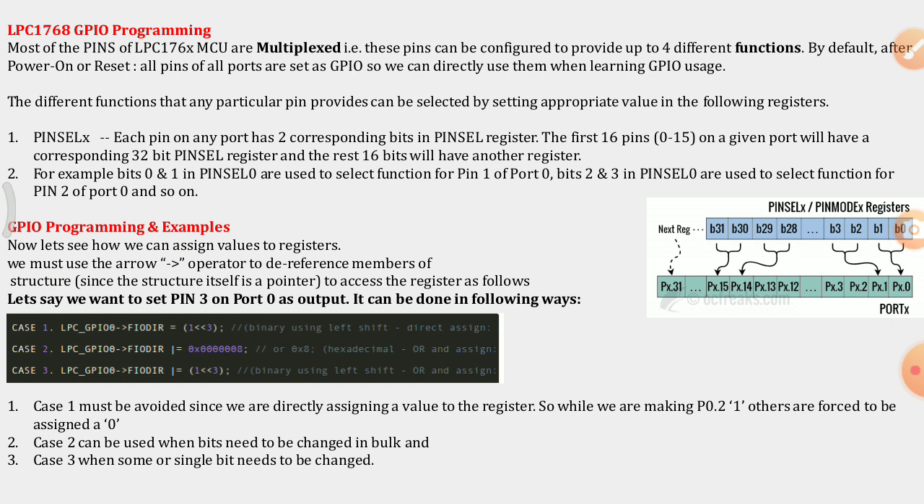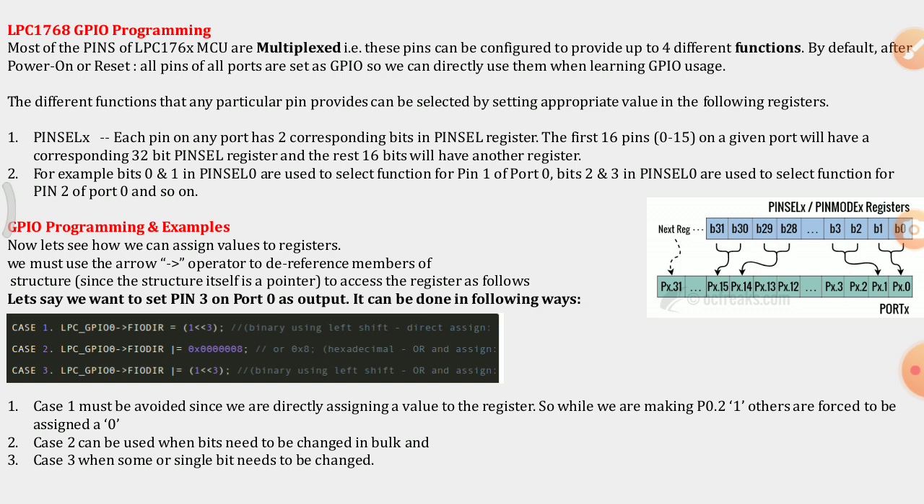Now here 2 bits are there, bit 0 and bit 1 for PX.0. If these 2 bits are 0, 0, the first function is operated. If these bits are 0, 1, the second function. 1, 0, the third function. 1, 1, the fourth function. So like this we can change the function of each pin.